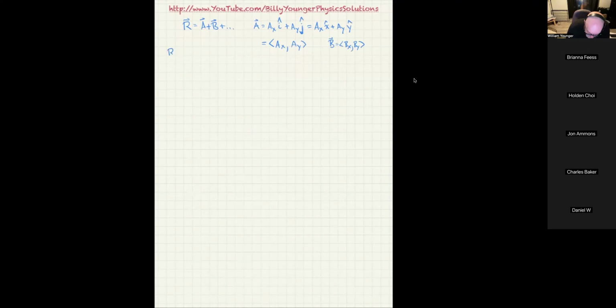So ultimately, what we get is Rx, the x component of the resultant vector, is Ax plus Bx plus all the other x components that you have for each of the vectors. Okay. Then Ry is equal to Ay plus By plus dot, dot, dot again.